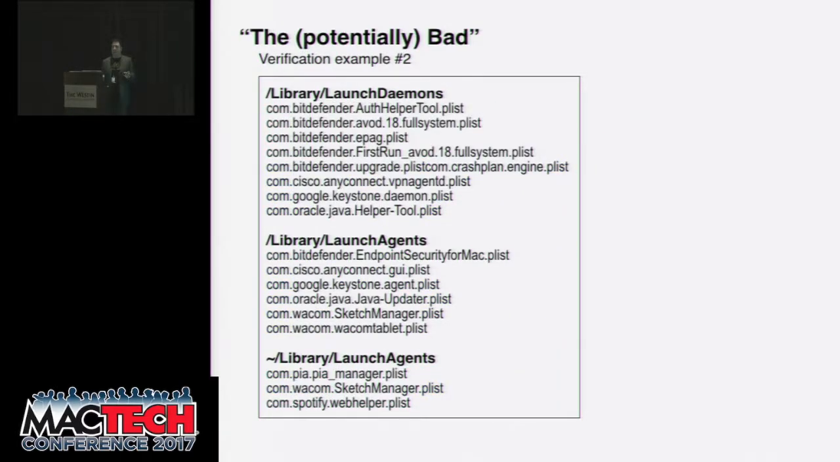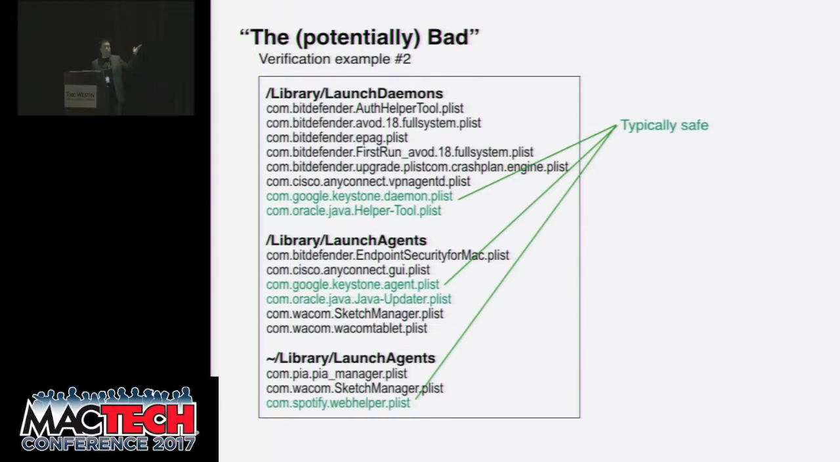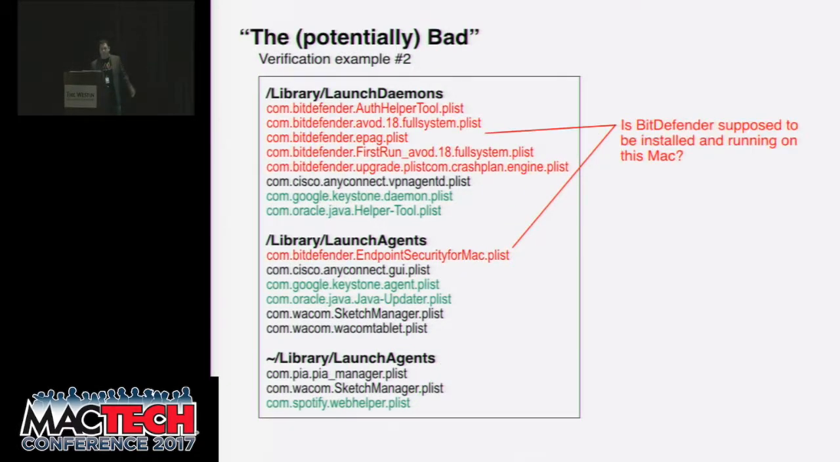Here's my second example. This is similar, but it's got a twist at the end. So we start off by identifying the ones I consider typically safe, mark them as green. And then these are all ones com.bitdefender. So we have to ask the question, is Bitdefender installed on the computer legitimately? Was it done on purpose? Is this a corporate piece of software? Or was it something the user thought they had a Mac virus, and they downloaded this to see, and then they forgot about it and left it?